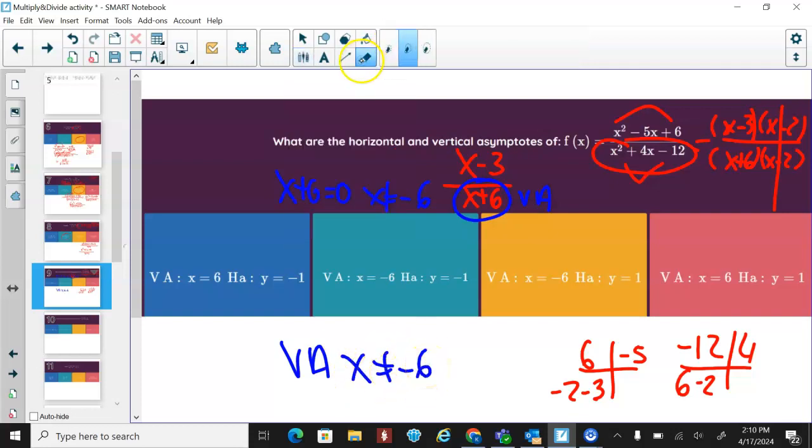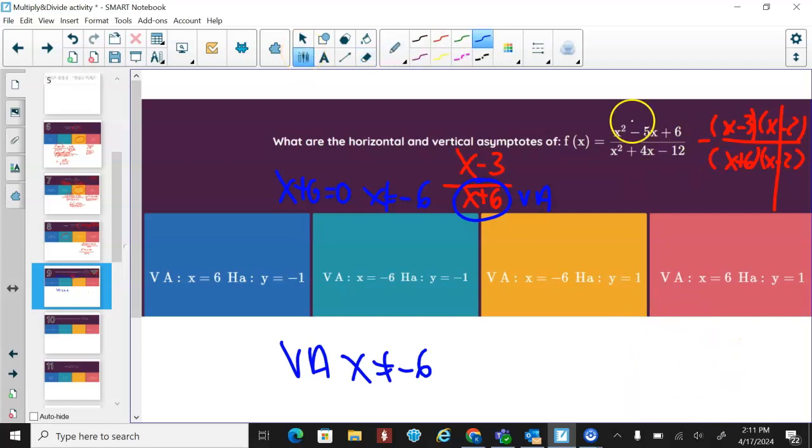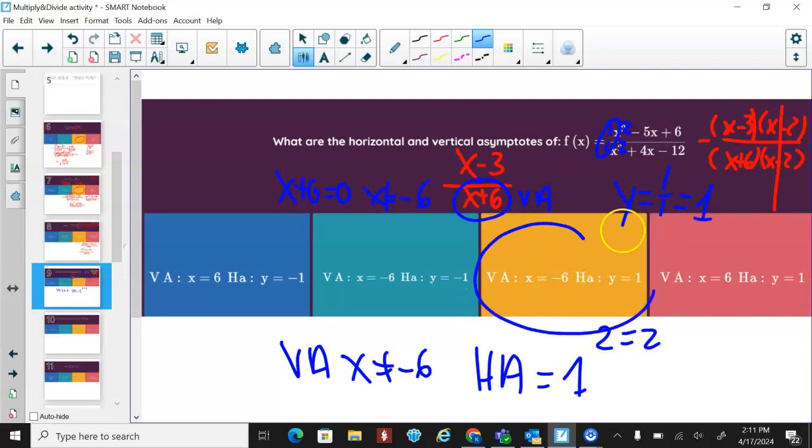Now, how do I calculate a horizontal asymptote? Just a reminder, we're going to go back to the original equation. And remember, we're looking at the exponents, exponents of the leading x, all right? If the two exponents are the same, the same amount of x's on the top as there is on the bottom, so 2 equals 2, we're going to look at the numbers in the front, which in this case is 1 over 1. So y equals 1 over 1, which is 1. So my horizontal asymptote would be 1, okay? So our answer is negative 6 and 1, which is this one, okay?